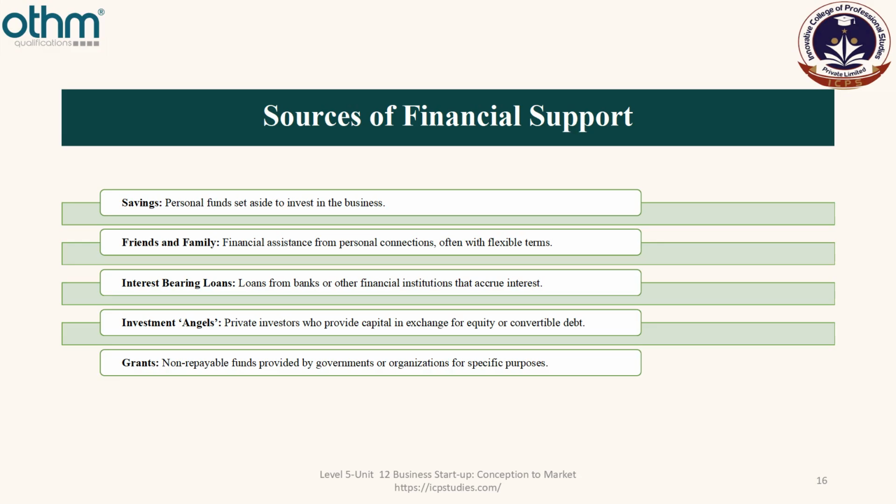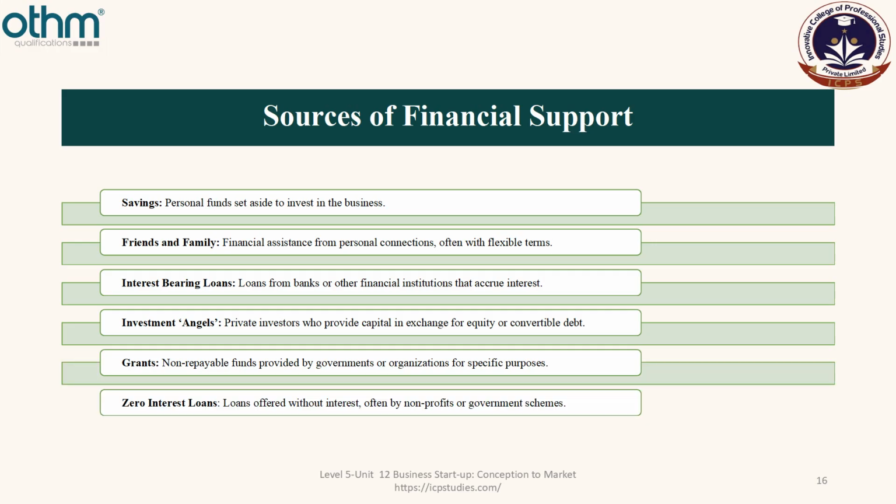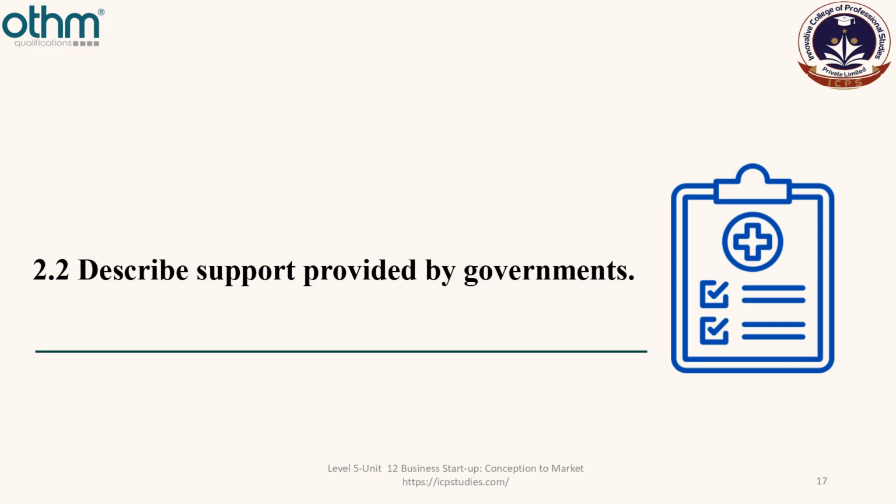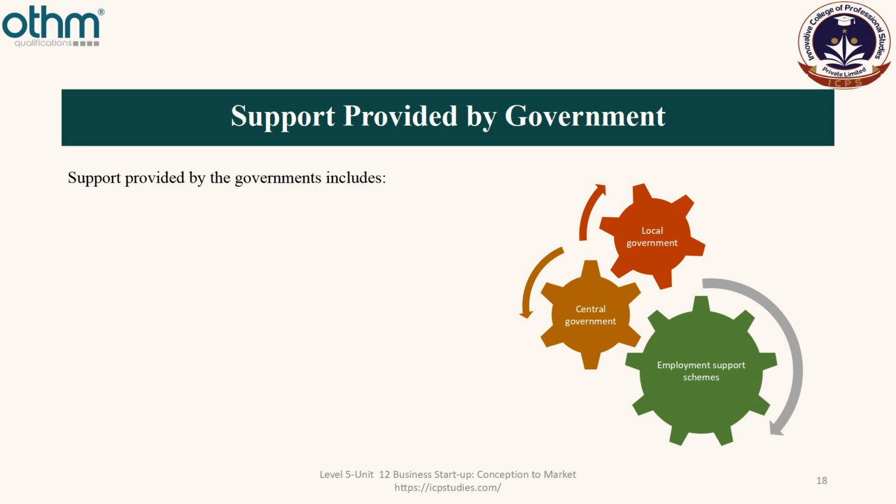Then we have grant. These are the non-repayable funds provided by the government or organization for specific purposes. Then we have zero interest loan, in which loans are offered without interest, often by profit or non-profit government schemes. Now we have the second assessment criteria, in which we describe the support provided by government. So there are the different support that is provided by the government. The first one is the local government, then we have central government, and then we have employment support.